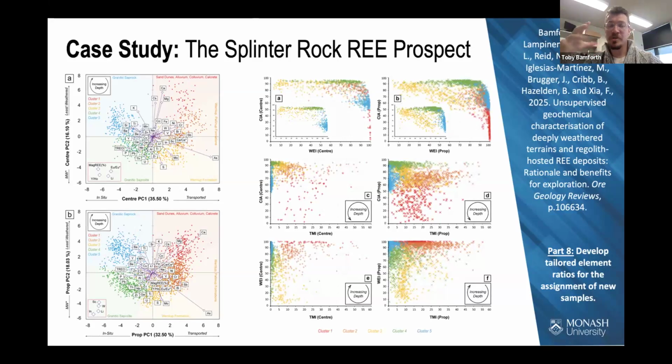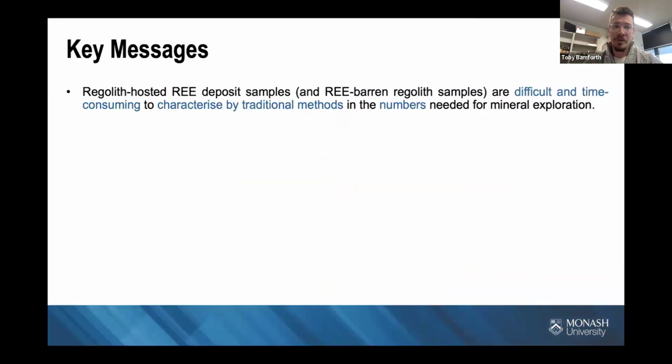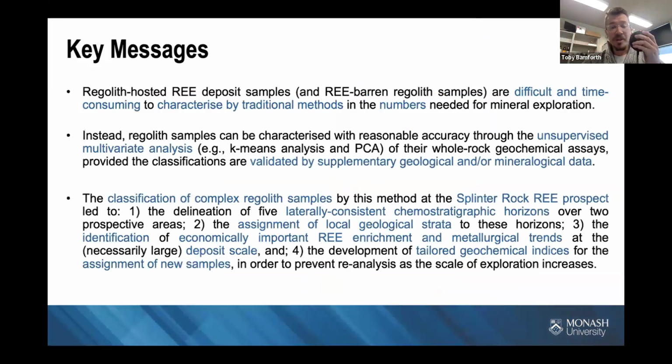But that is to say, you can use these analyses to define new ratios so that when you get new samples, you don't have to redo everything. You can just plot those ratios and make very informed decisions straight away on what rock you're looking at. So that pretty much covers everything. I will stop talking now, and if there are any questions, please let me know.